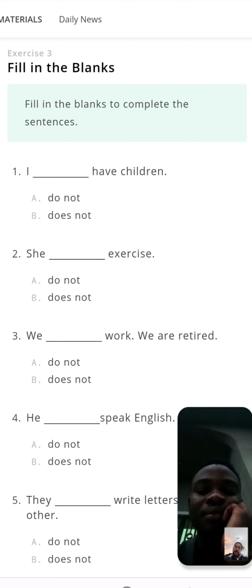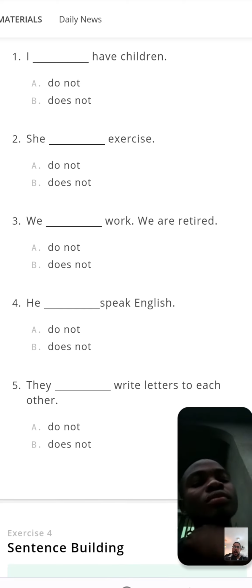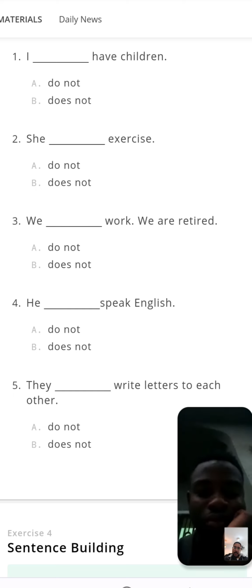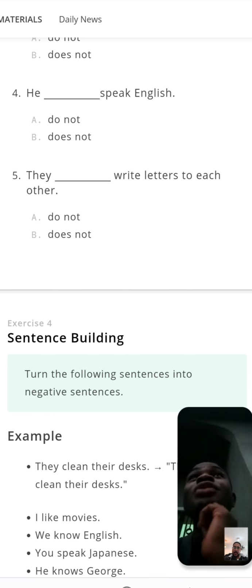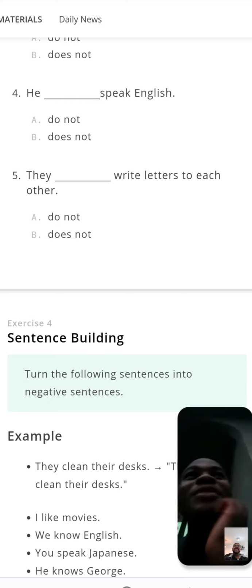I do not have children. Good. Number 2. She does not exercise. Very good. Number 3. We do not work. We are retired. Very good. Number 4. He does not speak English. Good. And the last one. Question number 5. They do not write letters to each other. Very good. Each other. Yeah, that's correct.